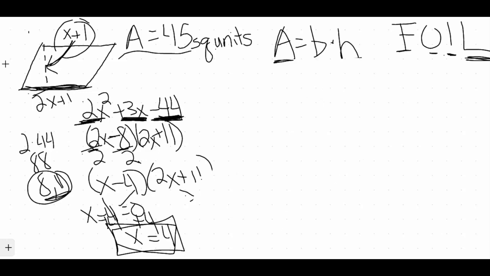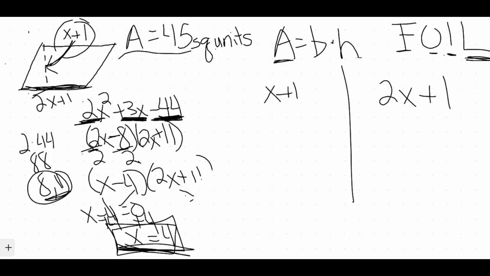All right, so what we're going to do at this point, x equals 4 is not our solution here. We need to remember that we're solving for the dimensions of this parallelogram. And we need to remember that the height was x plus 1 and the base was 2x plus 1. So what we're going to do is we're going to take this x equals 4 and we're going to plug that 4 into both of these.